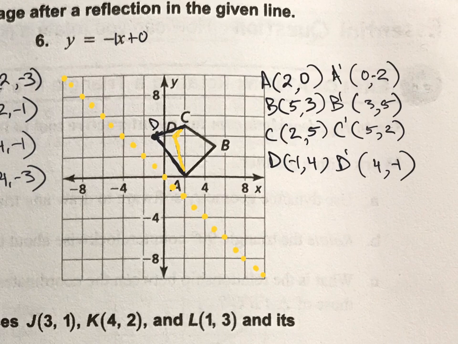Okay, continue. So negative 2, this will be negative 3, negative 5. This will be negative 5, negative 2. And d prime will be negative 4, positive 1. So plot those, please.